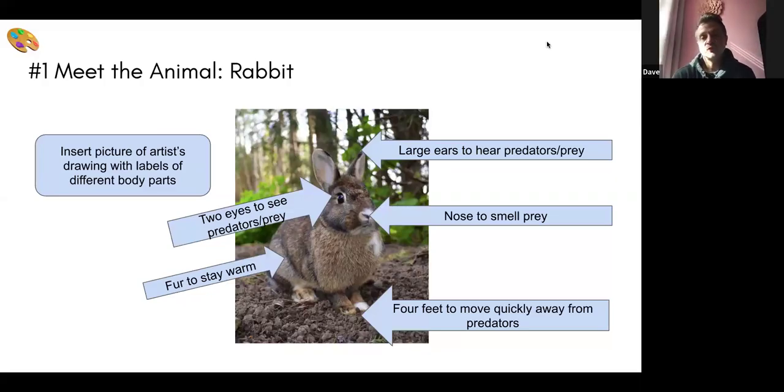All right, so we all know rabbits are fast. We all know they can move their ears in here, and that's what we're identifying. Two eyes to see predator and prey. They're on the side of the head, not in the front. And then fur to stay warm. So in the winter, they don't have houses, they use their fur to stay warm. They're outside right now. They'll be outside all winter and all summer. So they need their fur.